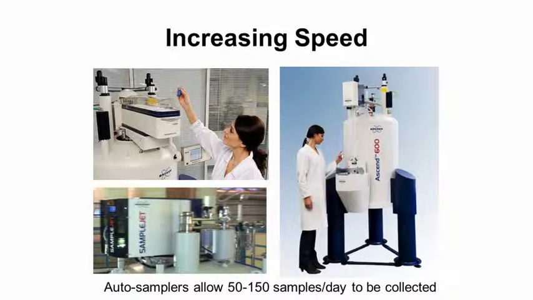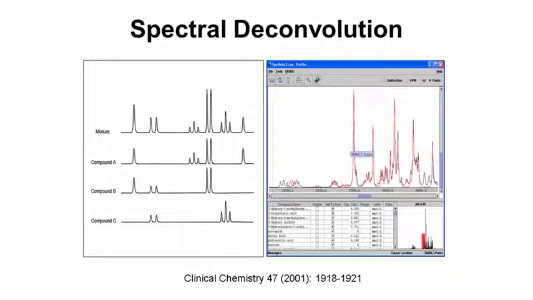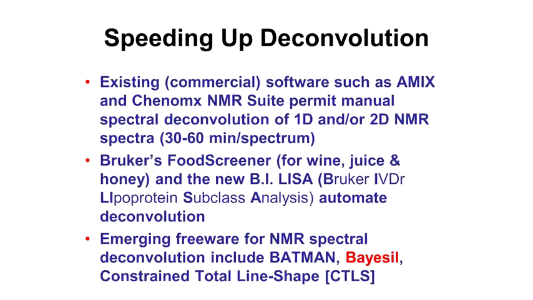So increasing the sample collection has been done before, and it's already done by many manufacturers, whether it's sample jets or auto samplers. Certainly that accelerates that. We've talked about that. Spectral deconvolution, we've also talked about that, how it's critical and one of the bottlenecks in NMR spectroscopy. One that's typically done by manual approaches, manual software.